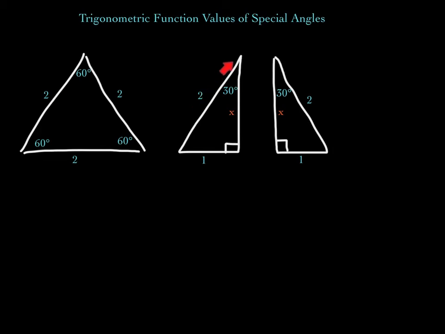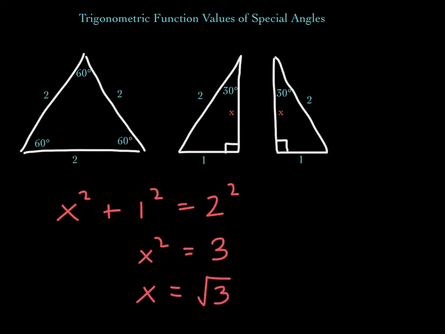The hypotenuse is still 2 units here. And because we chose 2, it makes cutting this in half easy. So this is 1 unit and that's 1 unit. What we don't know is the length of this vertical side, which I've labeled x. But we can use the Pythagorean theorem to find it. So by the Pythagorean theorem, x squared plus 1 squared is equal to 2 squared. That is to say, x squared is equal to 3, which means x is equal to the square root of 3.